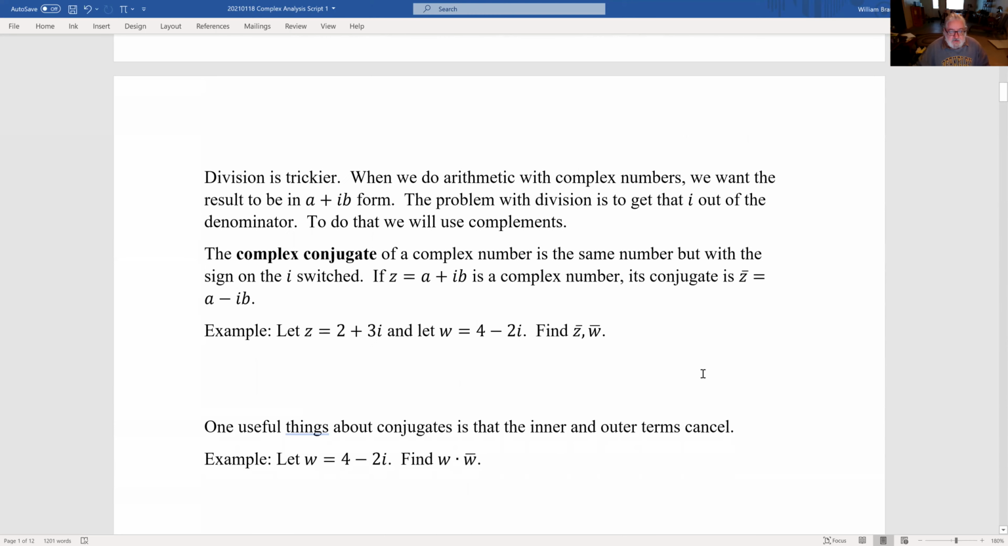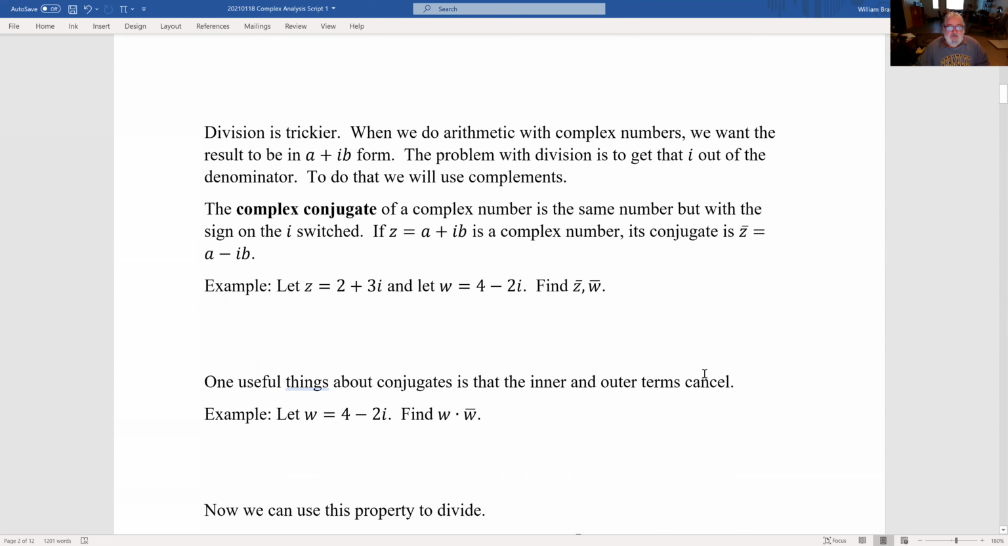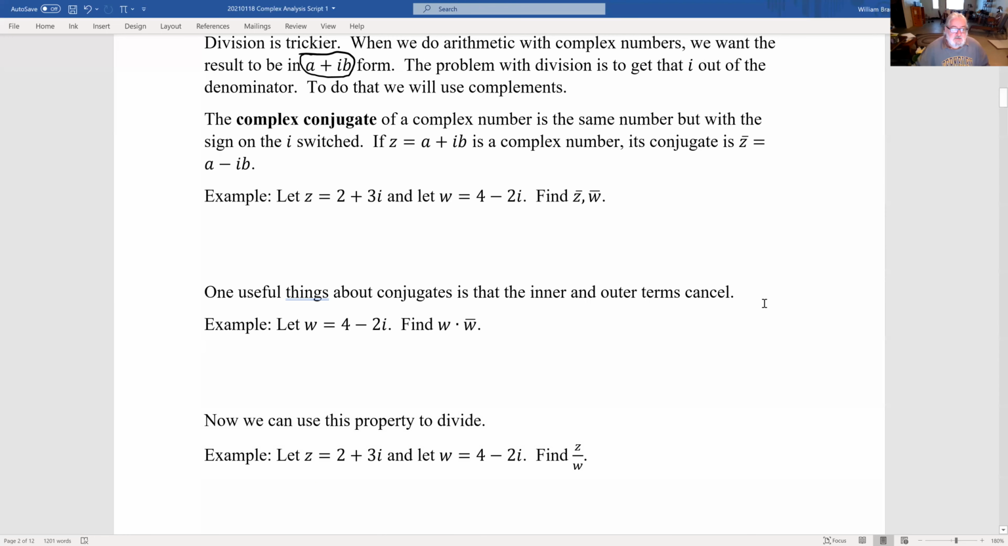Division is a little bit trickier. When we do arithmetic with complex numbers, we want the result to always be in this form, or in exponential form, which we'll see later. So we want it to be in that form. So the problem with division is to get the i out of the denominator. And we use complements. So, not complements, sorry. We will use conjugates.